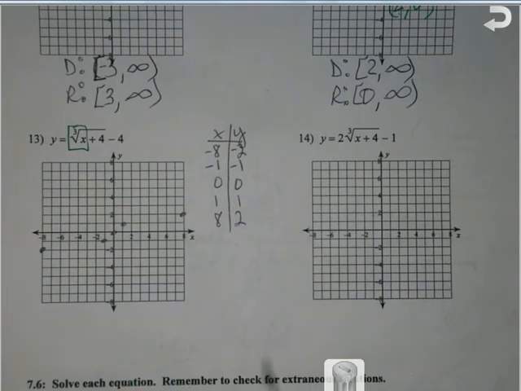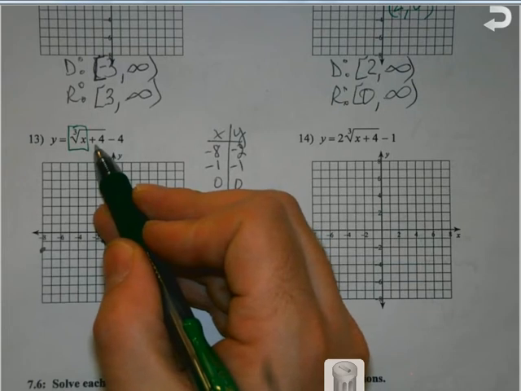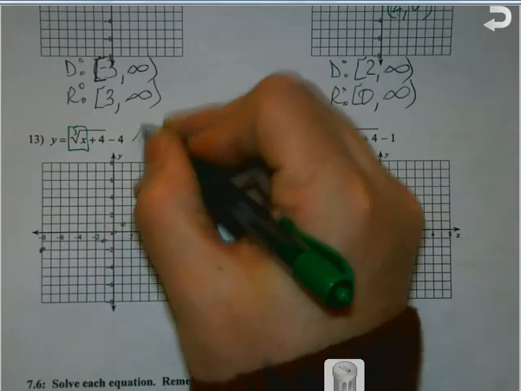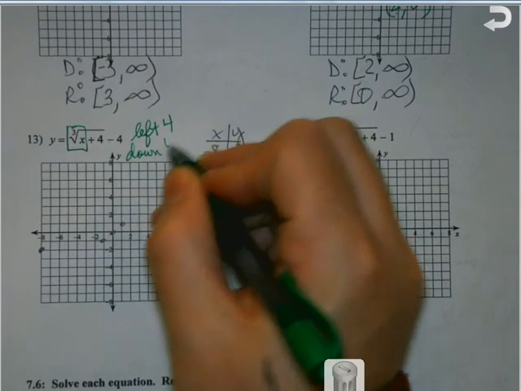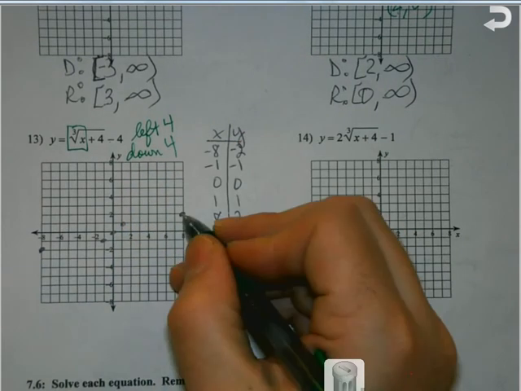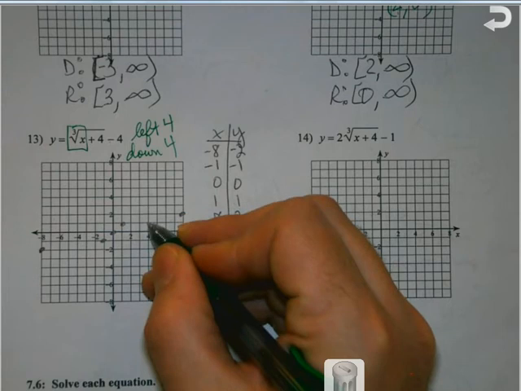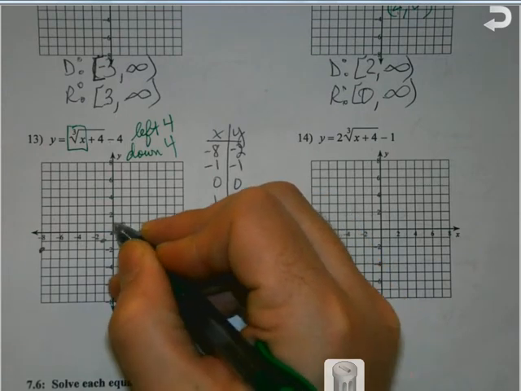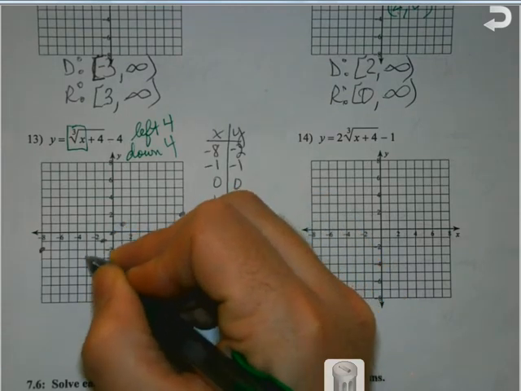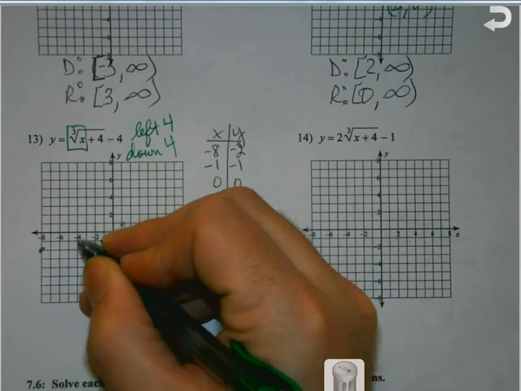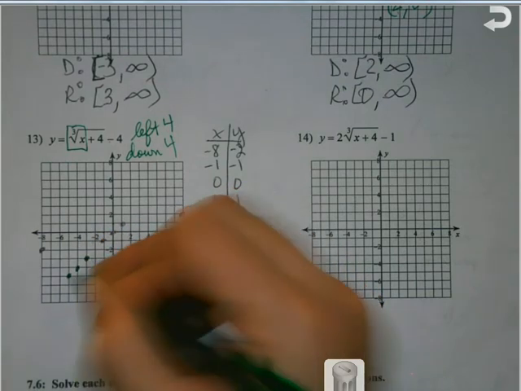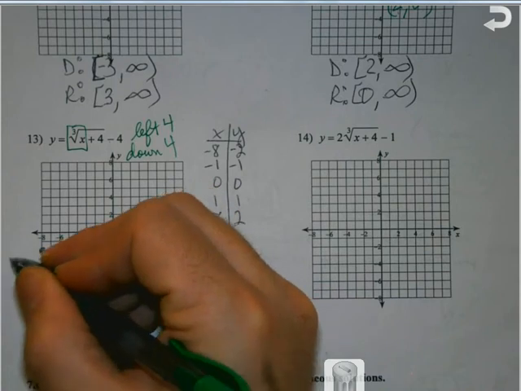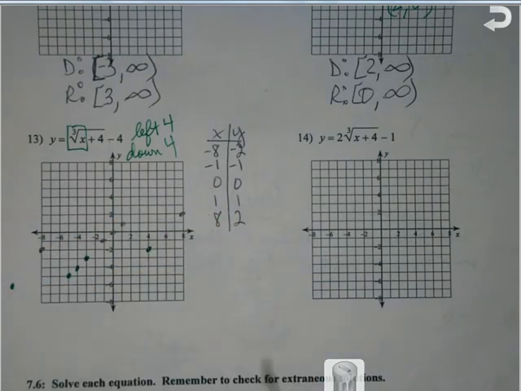And my shifts work the exact same way that they did up in 11 and 12. This is my left-right shift, but it's the opposite. So I'm going to move left 4. But that negative means it's going to be down. So if you do these points, I go left 1, 2, 3, 4, and repeat for each point, and this guy is kind of way out here.